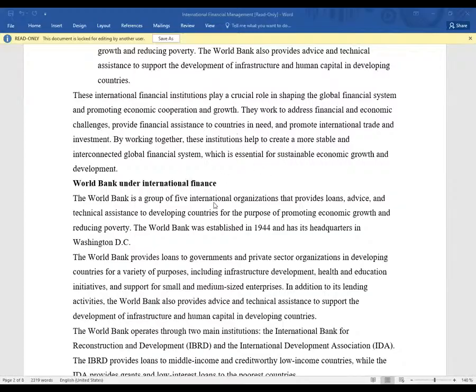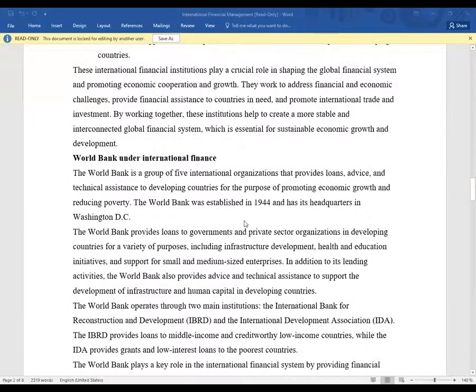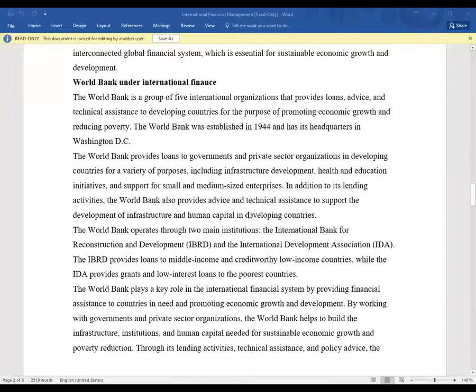The World Bank is a group of 5 international organizations that provides loans, advice, and technical assistance to developing countries for purposes of promoting economic growth and reducing poverty. The World Bank was established in 1944 and has its headquarters in Washington, D.C. The World Bank provides loans to governments and private sector organizations in developing countries for a variety of purposes, including infrastructure development, health and education initiatives, and support for SME. In addition to its lending activities, the World Bank also provides advice and technical assistance to support the development of infrastructure and the human capital in developing countries. Very important, ladies and gentlemen.